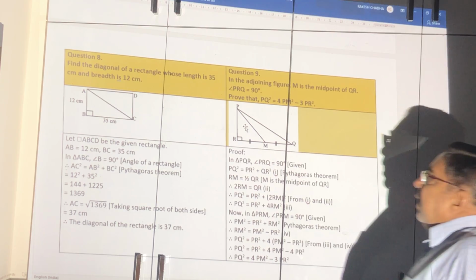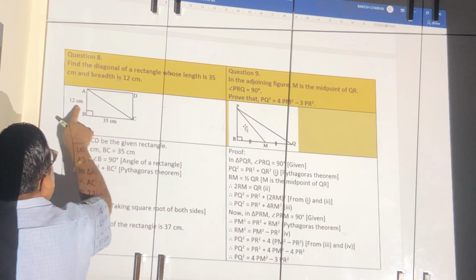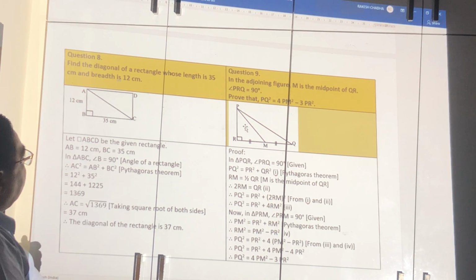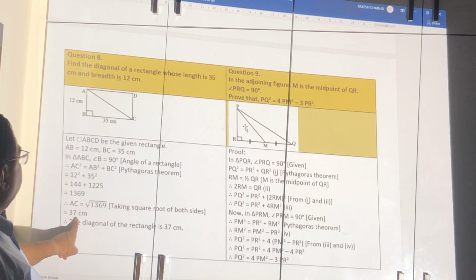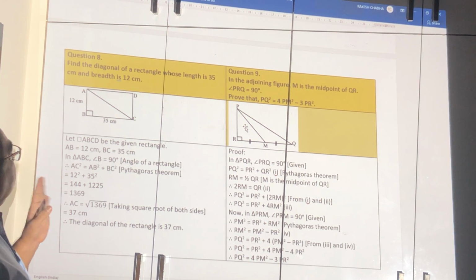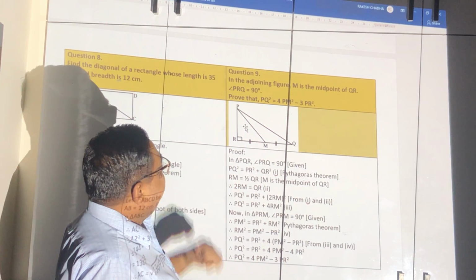In sum number 8, we have to find the diagonal, and 2 sides of the rectangle are given. No problem, my friend. Direct Pythagoras. Right angle triangle ABC. 12 square plus 35 square, take out the square root, and 37 is the diagonal. So I didn't do anything great. They gave me 2 marks for this. Let's see this sum, my friends.